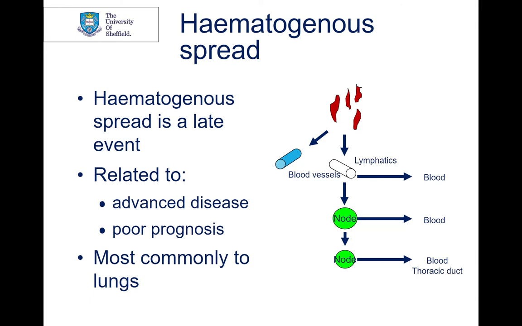So it most often is going to the lungs or occasionally to the liver or to the spine. And it may be that the tumour is getting out of the lymphatics directly into the blood, or the tumour itself might be invading into blood vessels. And so you get the blood-borne spread.